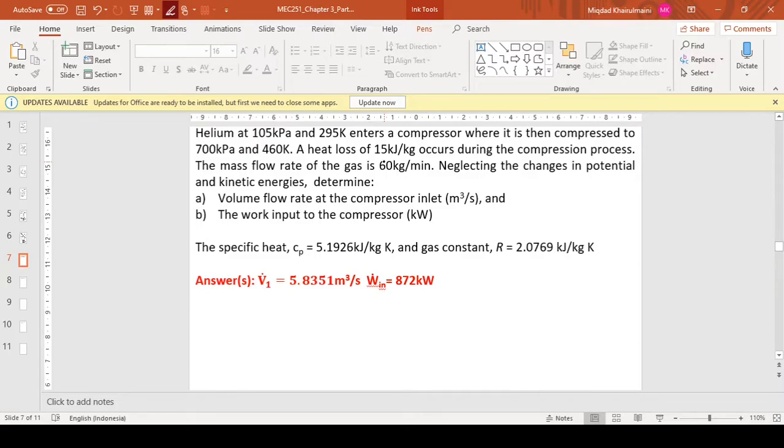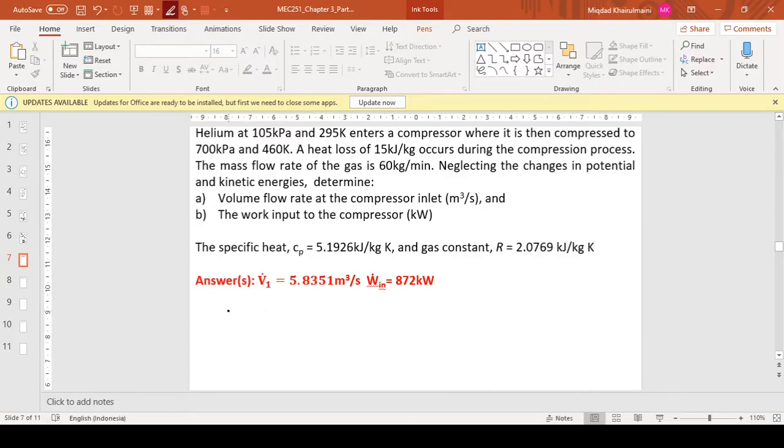During the compression process, the mass flow rate is 60 kilograms per minute, so we have to convert it into kilograms per second. We can neglect the changes in potential and kinetic energies. For the first item, we have to find the volume flow rate, and the second item is the work input to the compressor. Given in the question are the specific heat at constant pressure Cp and the gas constant for helium gas, so these values are given in the question.